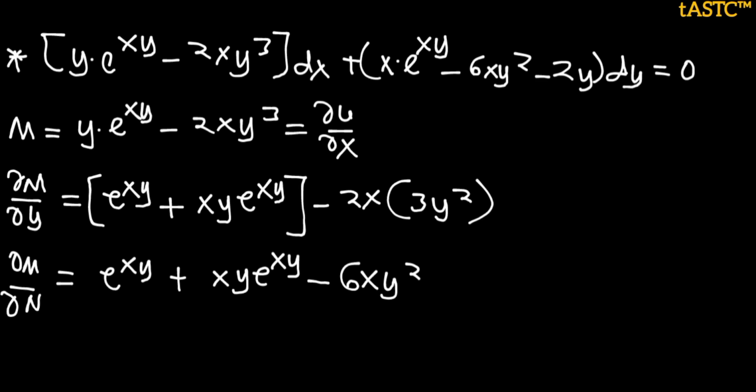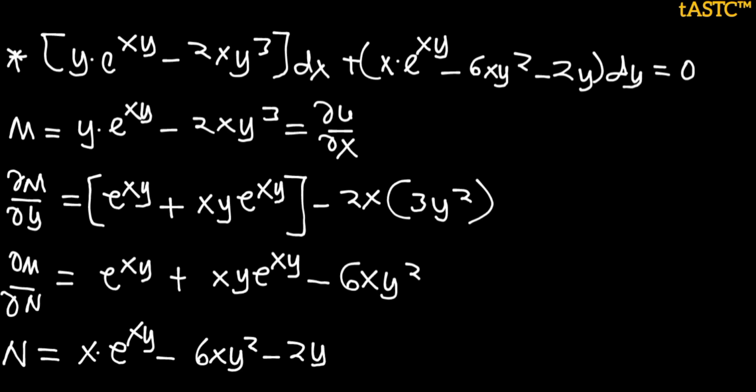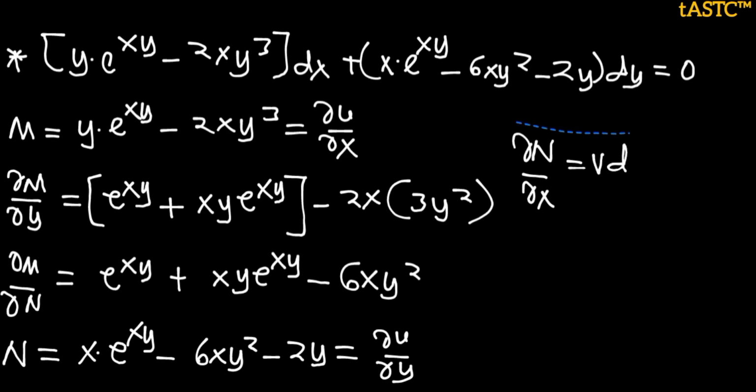Now let us try to work that for the n. Now we know n is equal to x multiplied by e to the xy, minus 6xy squared, minus 2y. Now we need to find dm, because of course we know this is du dy. So we need to find dn dx. Now as usual, that is going to be v du. Whoa. So that is a mistake on my part. Need to take it more gradually now.